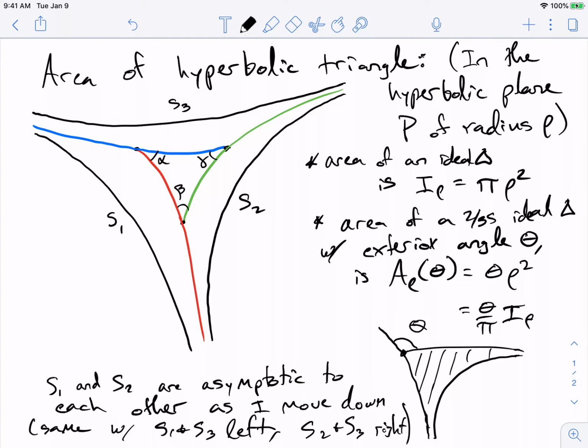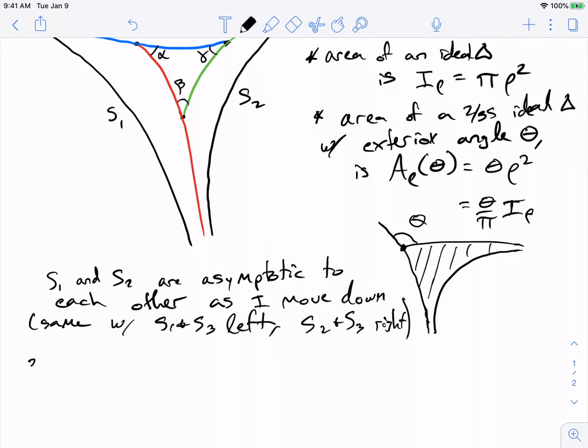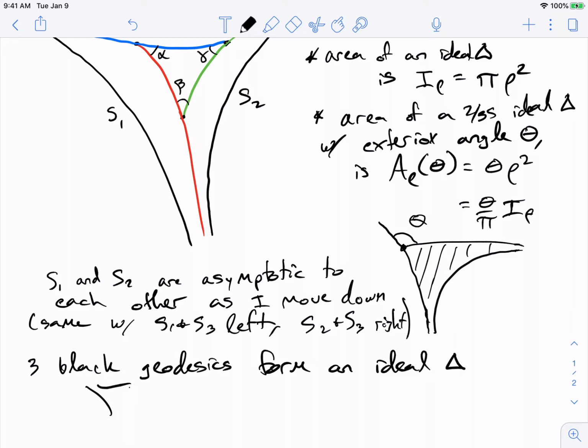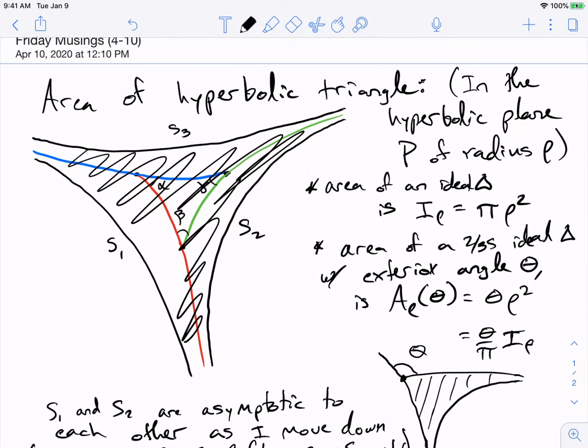Okay, and so I'll have to move up here a little bit. The 3 black geodesics form an ideal triangle, which looks like that, right? And so what that tells me is that the area of this region in between the 3 black geodesics, I know it. It's the area of an ideal triangle, which is pi rho squared.